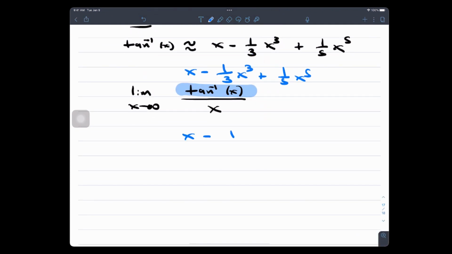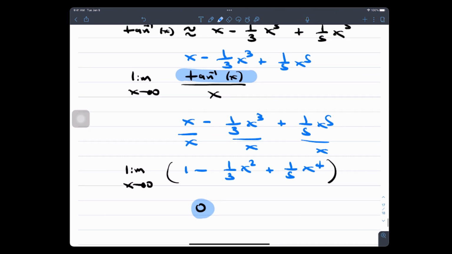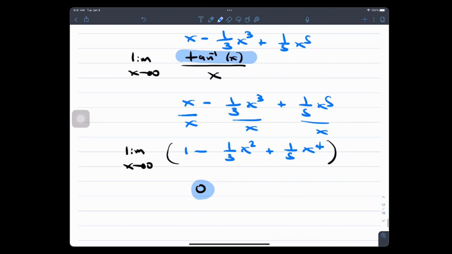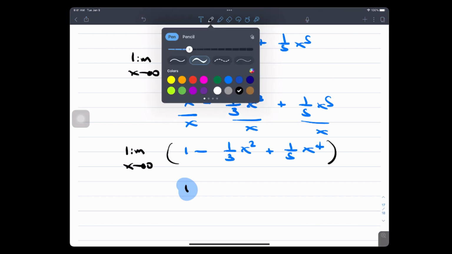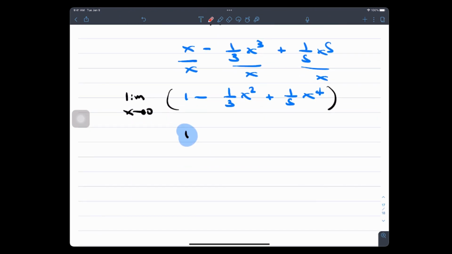So you might say, does that make things nice and easy? Because every term now we divide by x, right? 1 minus 1/3 x squared plus 1/5 x to the 4th. We're supposed to take that limit, and we can see this limit's going to be 1. I'm sorry, yeah, the limit's going to be 1, not 0. Apologize, really got to wake up. But if I try to apply the limit to begin with, it was 0 over 0, right? So the power series expansions are extremely valuable for us.